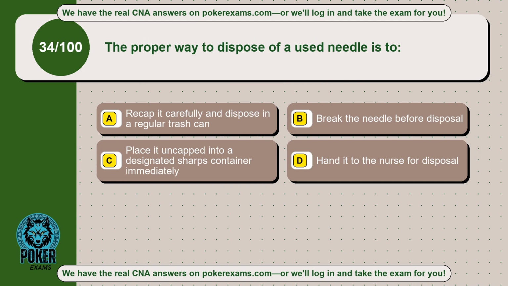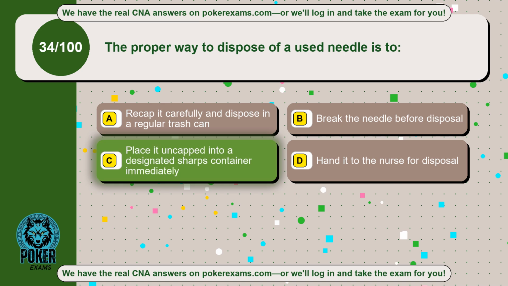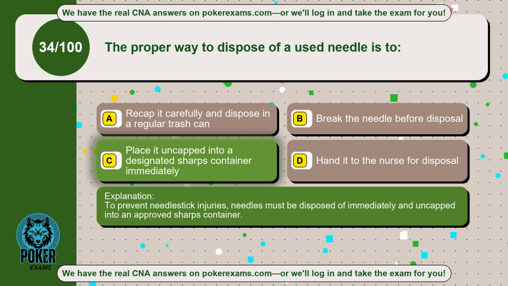Question 34. The proper way to dispose of a used needle is to: Option A, recap it carefully and dispose in a regular trash can. Option B, break the needle before disposal. Option C, place it uncapped into a designated sharps container immediately. Option D, hand it to the nurse for disposal. The correct answer is option C. Place it uncapped into a designated sharps container immediately. To prevent needle stick injuries, needles must be disposed of immediately and uncapped into an approved sharps container.